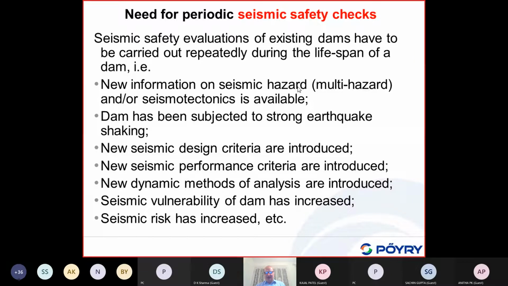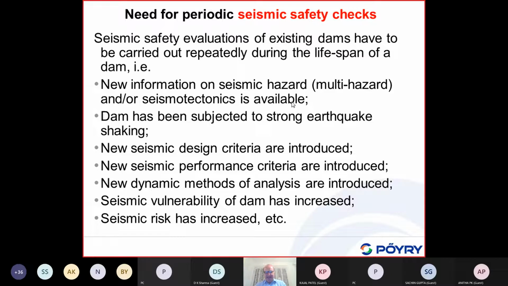We have now put more importance on the multi-hazard, because in the past, people only looked into ground shaking. So we may have more information on other hazards caused by earthquakes, or if some new information on seismotectonics is available. I just had a discussion 2 days ago in Indonesia on the question of whether a fault is active or not.